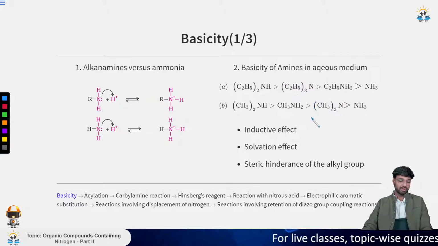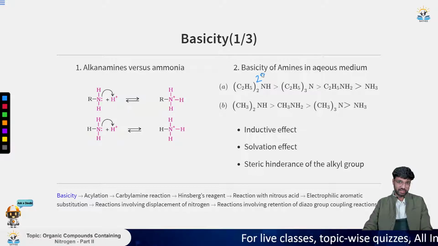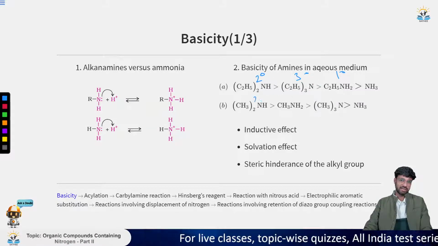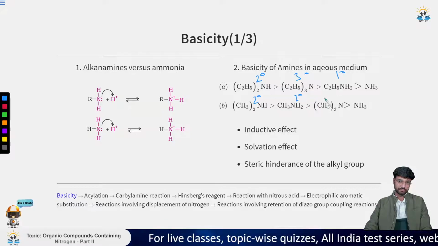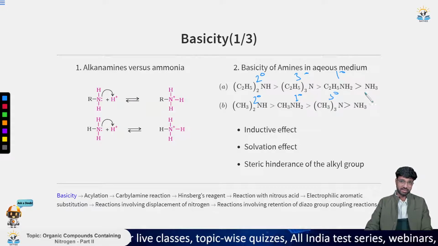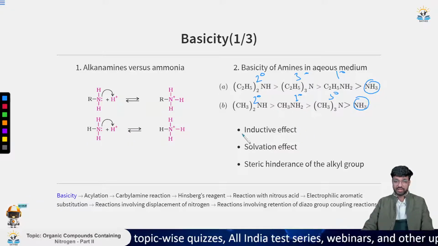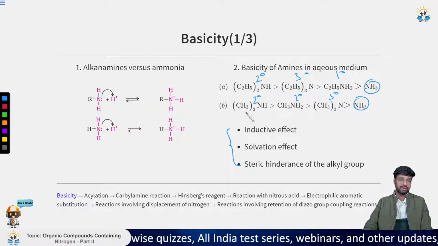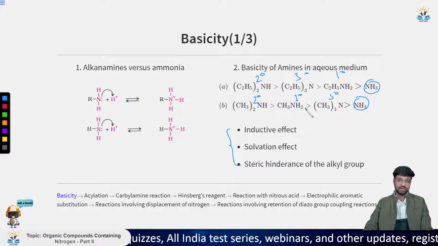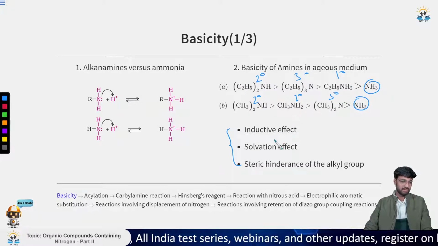Now you should remember this order. For ethyl it is 231, and for methyl it is 213. So this thing is important. At last is the ammonia. Now overall these three effects are deciding the final sequence of this basicity.